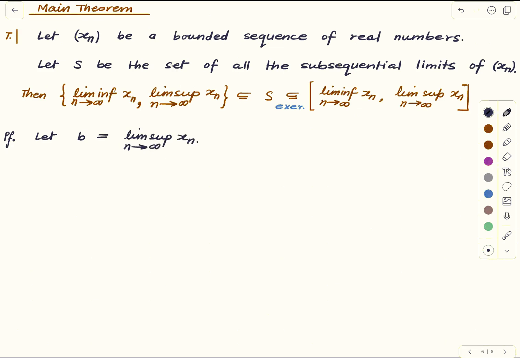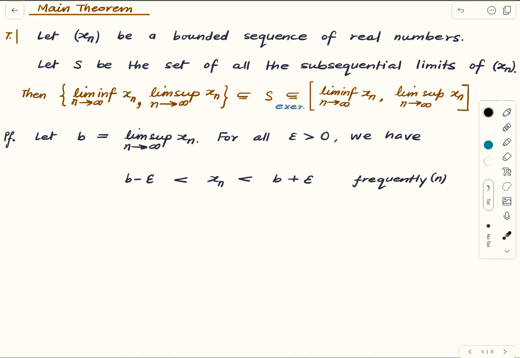and now we know that for all epsilon greater than 0, we have xn is less than b plus epsilon and xn is greater than b minus epsilon frequently. So this happens because of lemma 1, and this happens because of lemma 2.